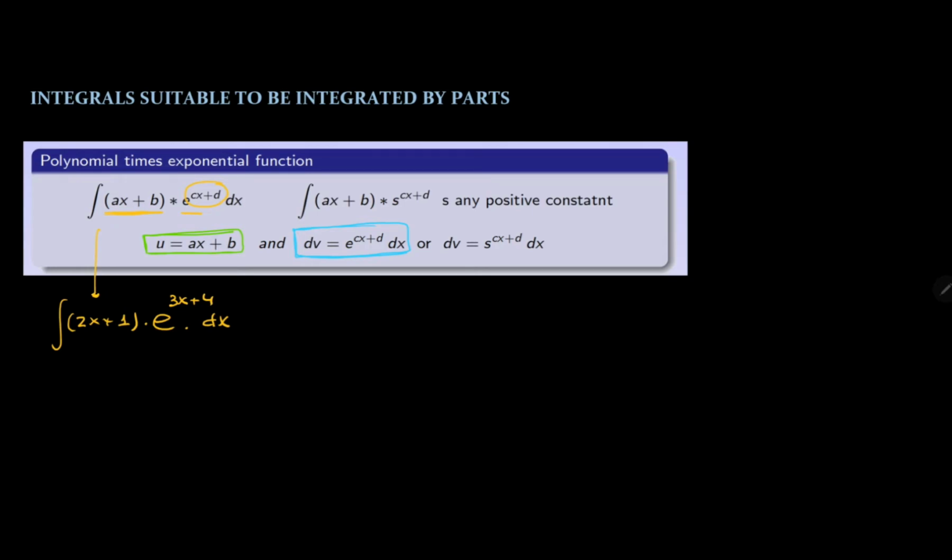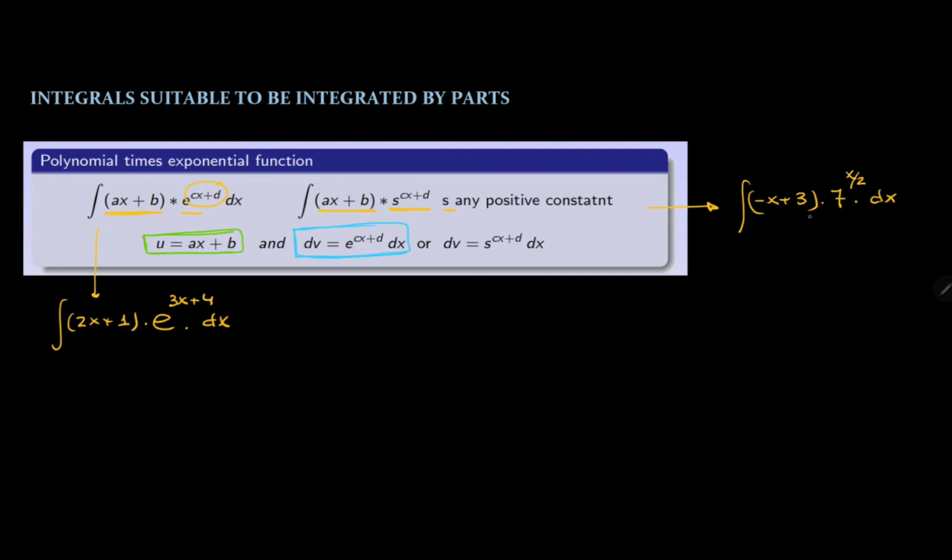The generalized version of this is when I have a polynomial expression of degree 1 times an exponential function like this, but now with a general base, not just the number e. For example, we can have the integral of minus x plus 3 times 7 raised to the power of x half dx. So this is an example of this structure.